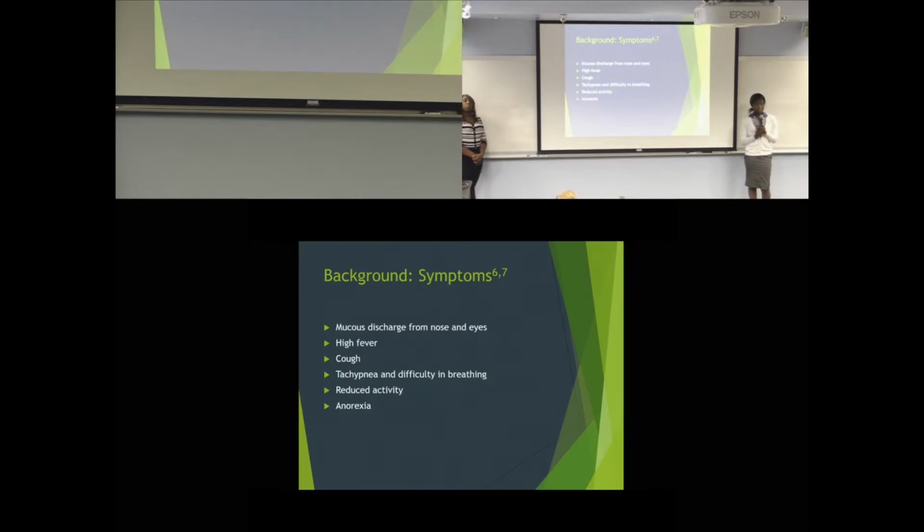If cattle become infected with BRSV, some of the symptoms that they show include mucus discharge from the nose and eyes, high fever, cough, tachypnea and difficulty in breathing, reduced activity and anorexia.